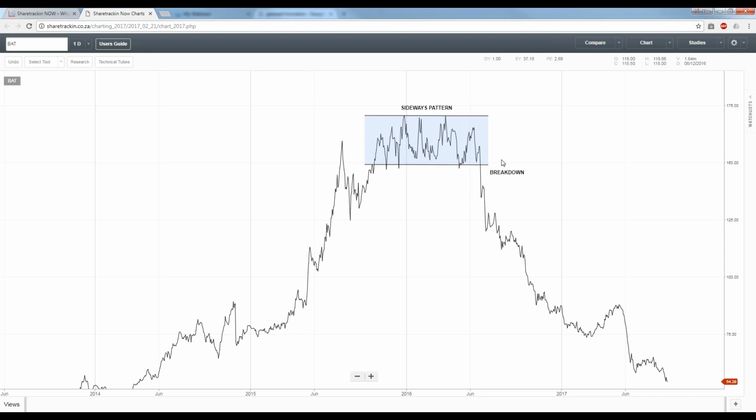Now, if you do spot a sideways pattern, this is something that you always want to look at, because depending on whether or not the share price breaks above the sideways pattern, meaning it breaks that resistance level, that top level, we can expect the share prices to continue to go up. So we're expecting a breakout. But if the share price breaks this bottom level and this breakdown occurs, then you can expect the share to continue to fall all the way down to where investors will then try and figure out where is the next support level.